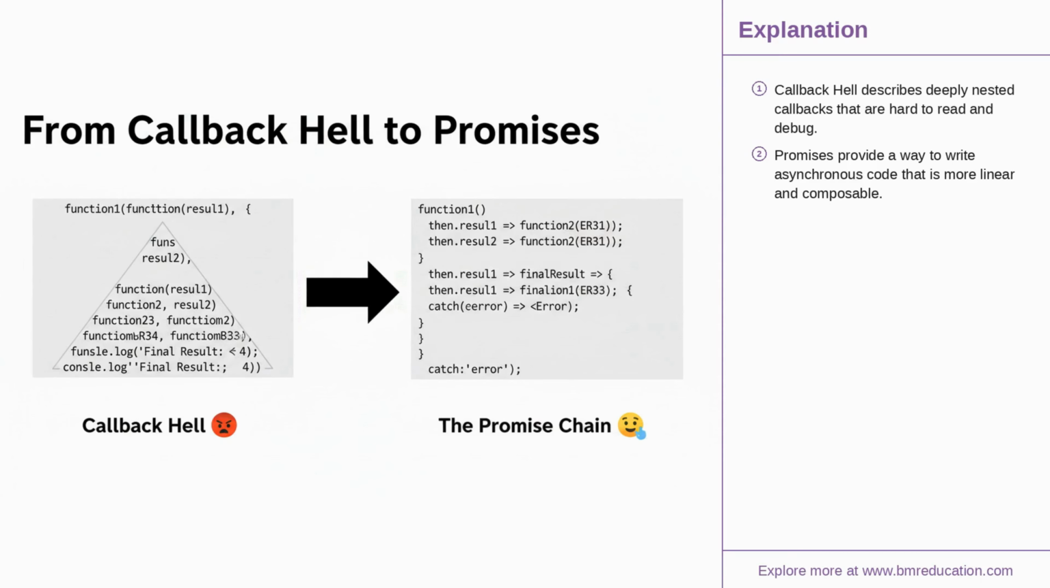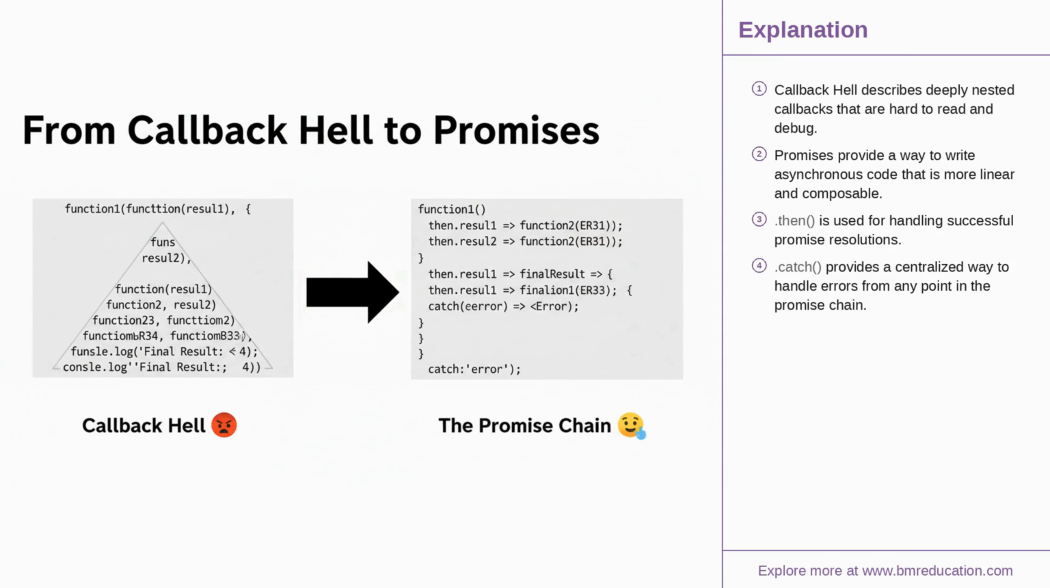Nesting many error-first callbacks created what's known as callback hell, or the pyramid of doom, deeply indented, hard-to-read code that is difficult to maintain. To escape this, promises were introduced. A promise is an object that represents the eventual result of an async operation. Instead of nesting, you can chain operations, handling all successes with .then and, crucially, all errors in a single clean catch block.